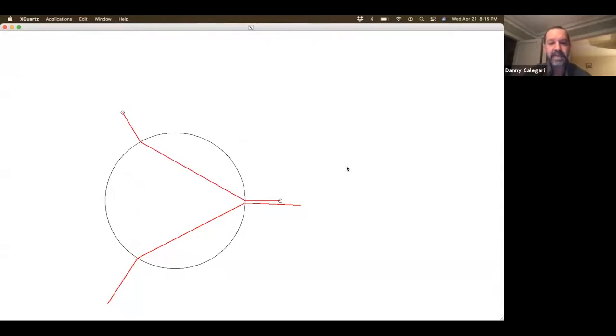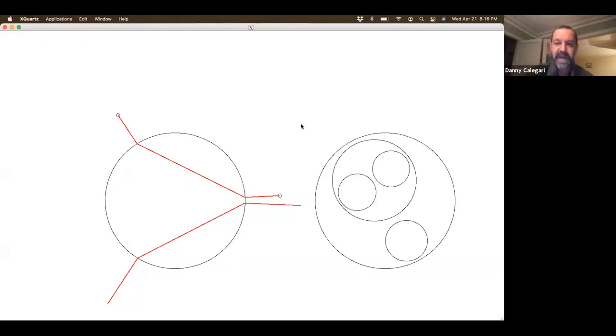Well, what does that really mean? What this really means is that this lamination is really just some data that helps you remember a Riemann surface. And the way you get the Riemann surface is you do this kind of cut and paste along each of these arcs. You take the circle and pinch it along each of these arcs.